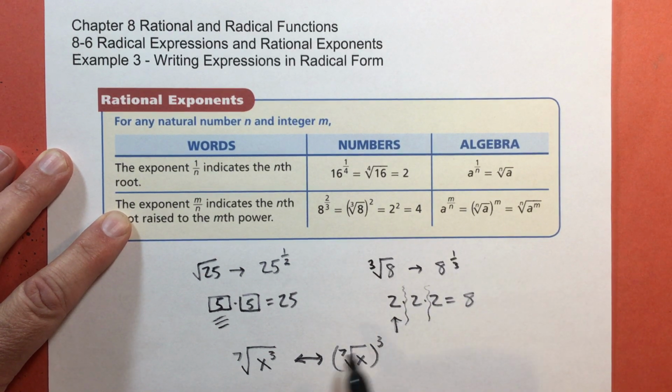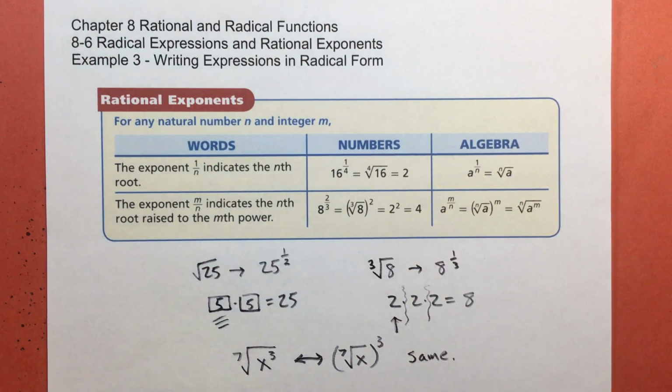So that exponent can go directly on the number under the radical, or it can be over the whole thing. These are the same. And the reason why they are the same is because exponents and radicals are the same thing. They're just two different ways of writing the same thing.